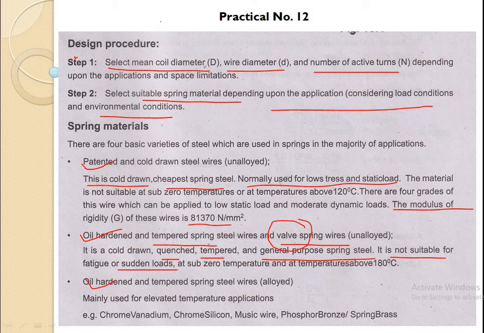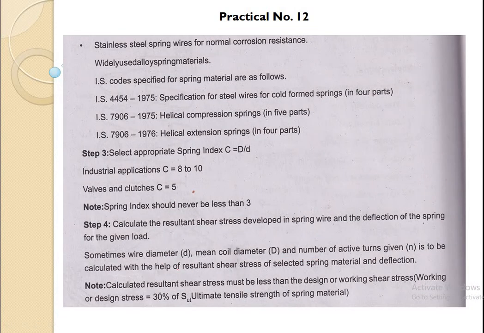So these are some spring materials that we can use for the manufacturing of a spring. Stainless spring wires for normal corrosion resistance application.